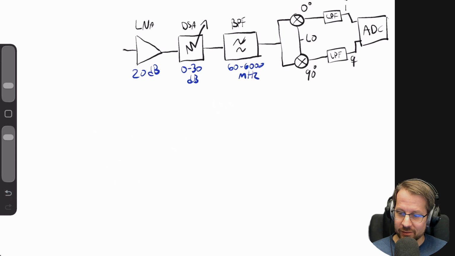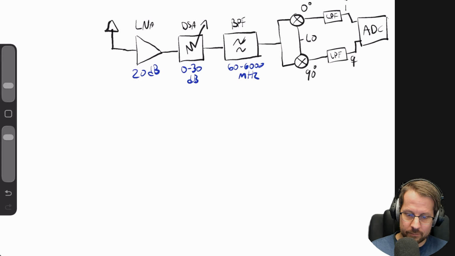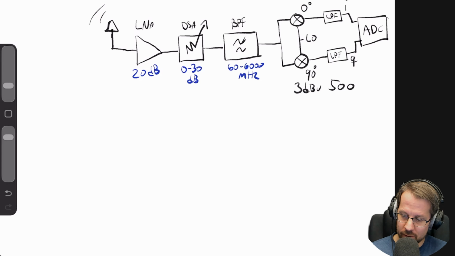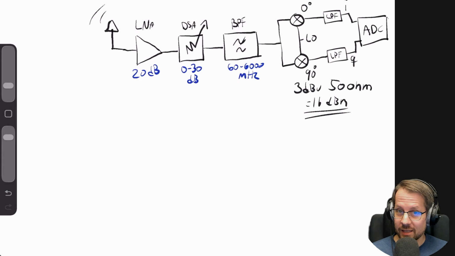A small side note before we move on to some demos: this IQ-Demodulator also has a compression point, right? So this one that I found, 3 dB volts at 50 ohms, equal to 16 dBm, right? So that one can overload at 16 dBm. So be careful what kind of signals you enter into the LNA, and use the internal attenuator, right?